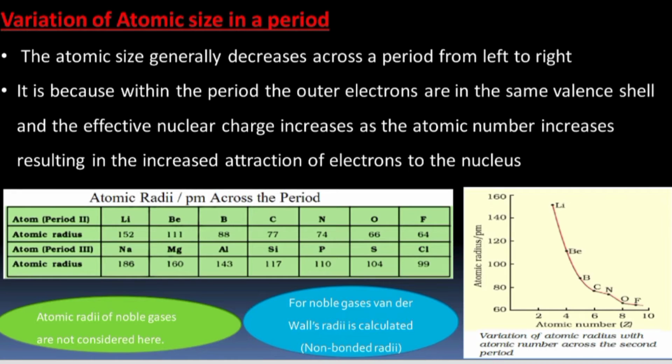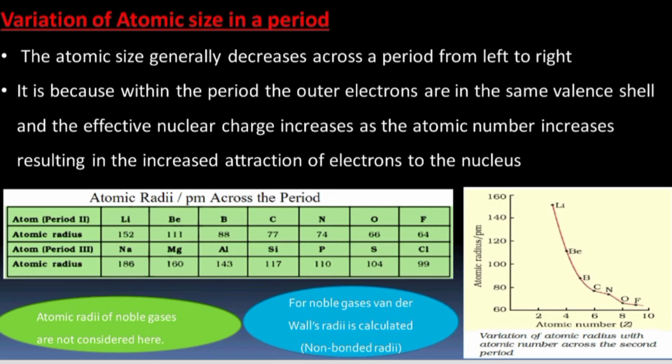So then what is the variation of atomic size in the period? So what happens to the atomic size in a period? Atomic size generally decreases across the period from left to right. It decreases from left to right. It is because within the period, the outer electrons are in the same valence shell and the effective nuclear charge increases as the atomic number increases, resulting in increased attraction of electrons to the nucleus.